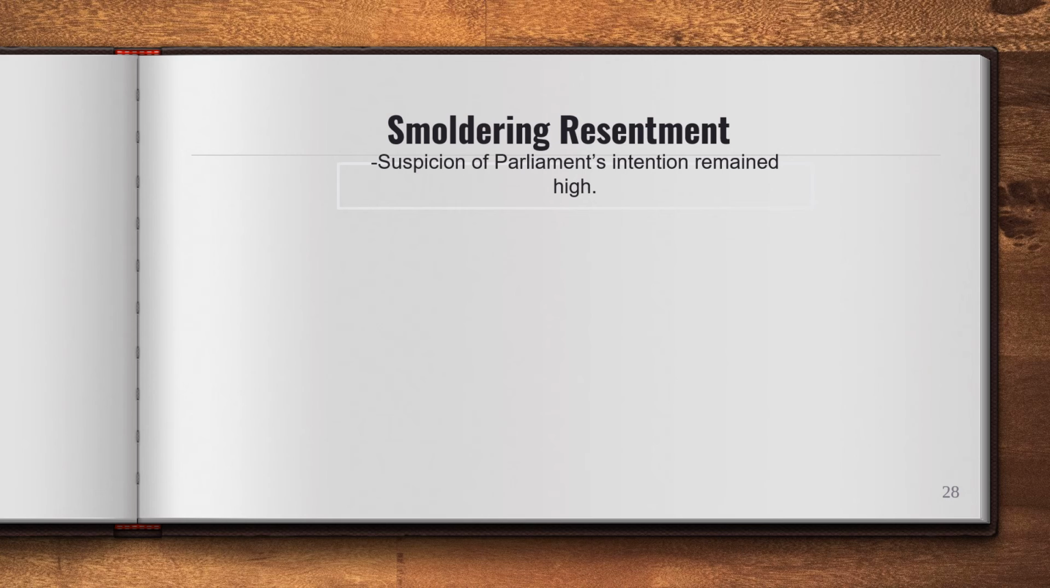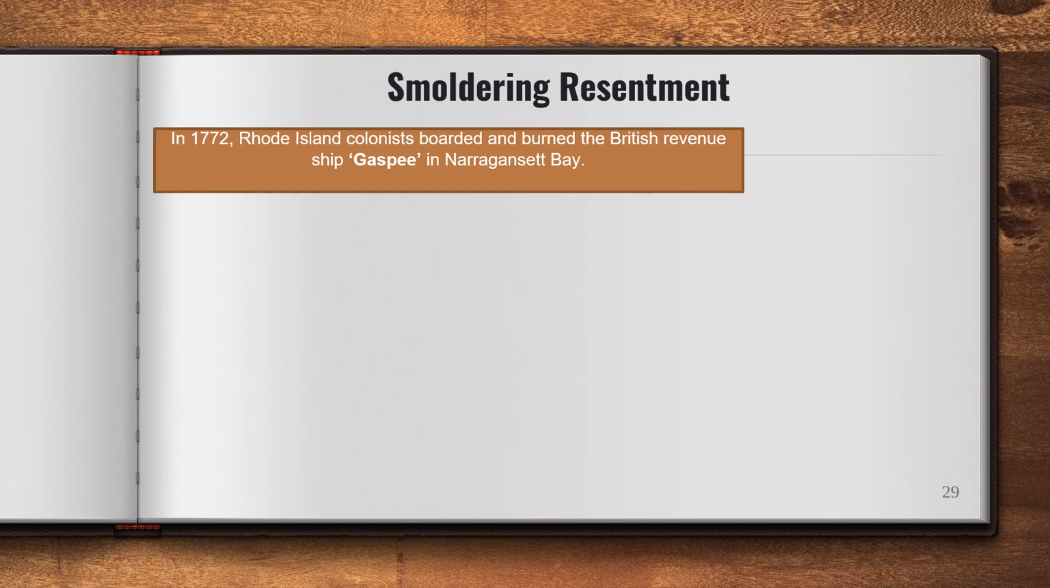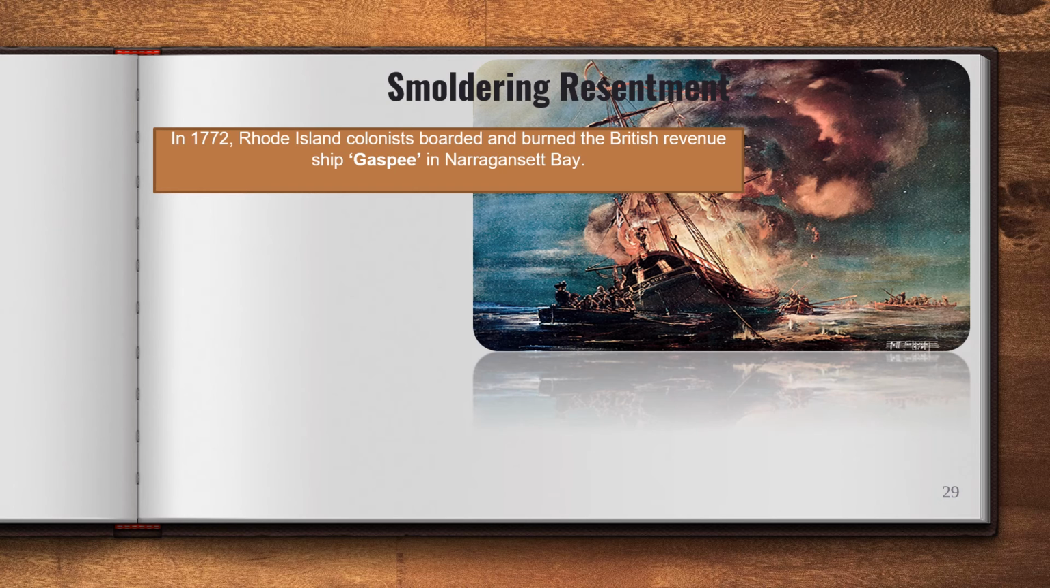Smoldering resentment. Suspicion of Parliament's intentions remained high. This picture is the Two Treatises of Government by philosopher John Locke. It influenced political thought pertaining to the role of the government in protecting life, liberty, and property. In 1772, Rhode Island colonists boarded and burned a British revenue ship named Gaspee in Narragansett Bay. So that is the picture.